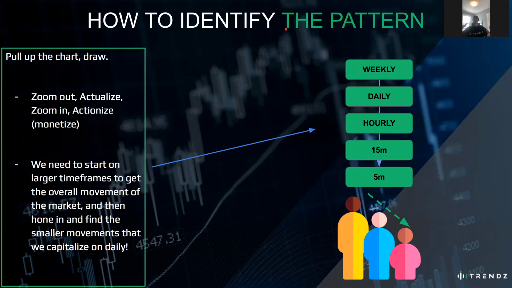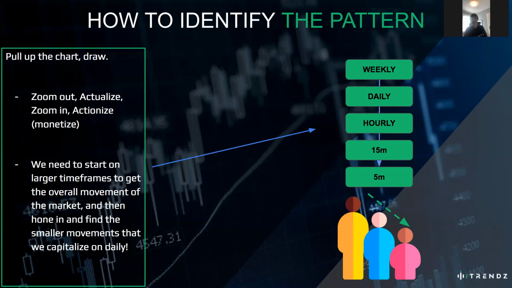So how do you identify the pattern? Well, you've got to pull the chart up and draw your lines on it. You've got to figure out where that M lies or where that W lies. But remember this phrase, it's really, really important: zoom out, actualize, zoom in, actionize. The actual technical business term is zoom out, actualize, zoom in, monetize.